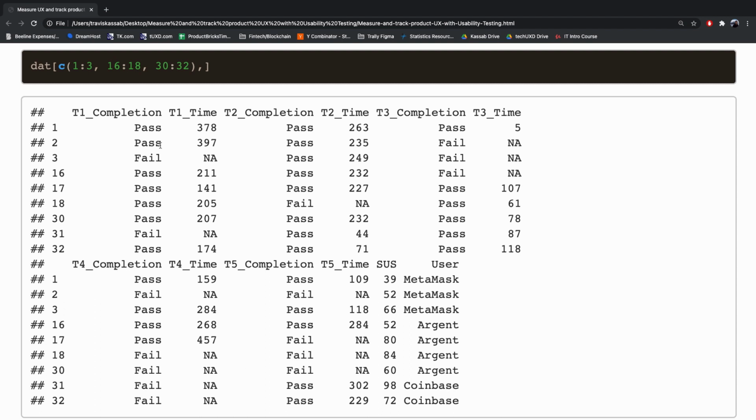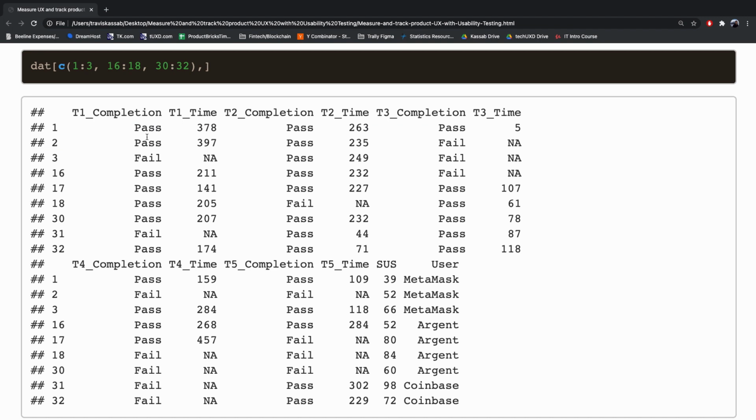Let's talk about the different types of variables that we have. The completion rates are something called discrete binary variables. They are either pass or fail. And the time is the elapsed time from beginning to end of the task in terms of seconds. That's what it's measuring. This has implications for how we conduct stat testing because different stat tests are used for these different variable types. So we break this analysis into 2 major sections. The first is stat testing on the completion variables because they're discrete binary variables.